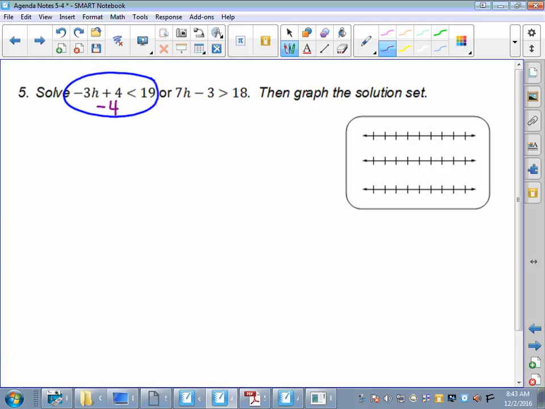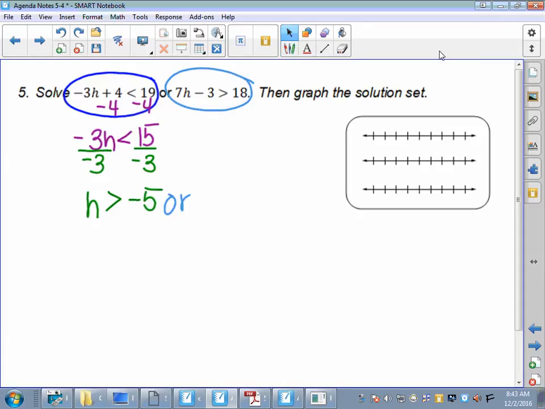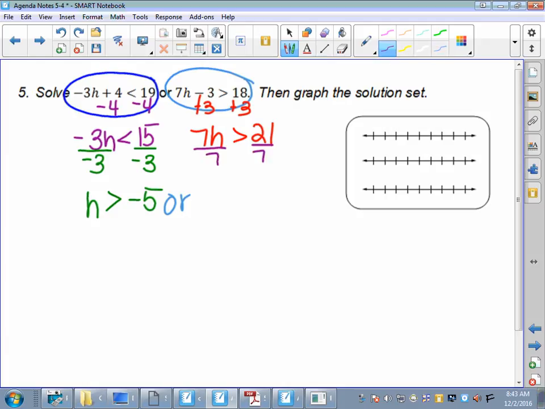I'm going to start by subtracting 4, so I've got -3h is less than 15. So I'm going to divide both sides by -3. There should be bells and whistles going off in your head because when we divide by a negative, what happens to our inequality? It becomes a greater than. When I go to solve this one, I'm going to start by adding 3 to both sides. So I've got 7h is greater than 21. Divide both sides by 7. Do I need to flip my inequality on this one? No, right? Because it's not a negative that I divided by. It was just a plain 7.